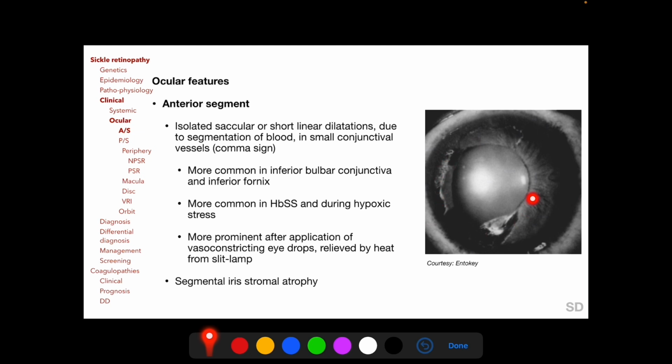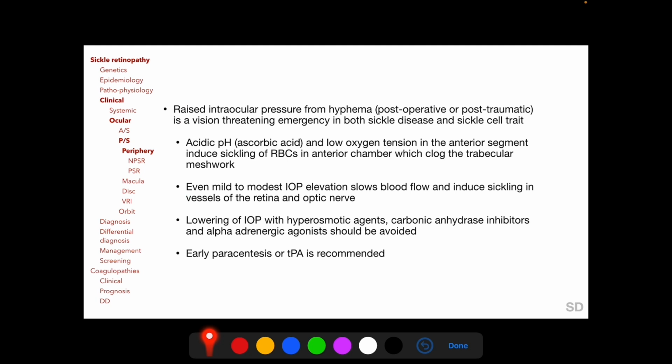And this clinical photograph shows segmental iris stromal atrophy in a patient with sickle cell disease. Raised intraocular pressure from high fever due to any cause, either post-operative or post-traumatic, is a vision-threatening emergency in both sickle cell disease and sickle cell trait, and this is very important to remember. Acidic pH and low oxygen tension in the anterior segment induce sickling of RBCs in the anterior chamber, which clog the trabecular meshwork. And even mild to modest IOP elevation in patients with sickle cell disease slows blood flow and induces sickling in vessels supplying the retina and the optic nerve.